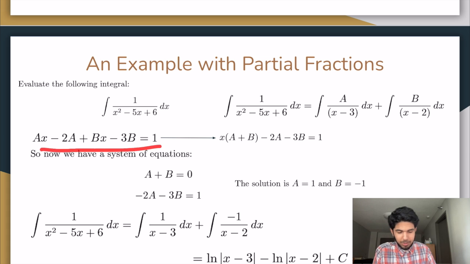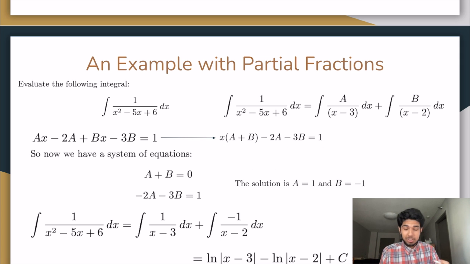So this is where we were here, and we can factor out an x from these two terms and whatnot. So we get x times a plus b minus 2a minus 3b equals 1. We can solve for a and b because we have these systems of equations. A plus b equals 0 and negative 2a minus 3b equals 1. How did I get these equations?